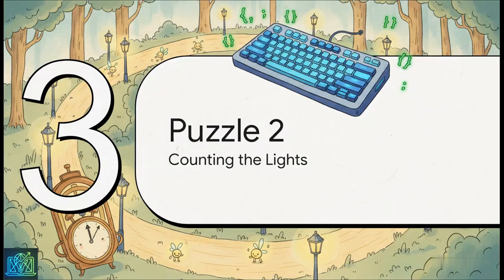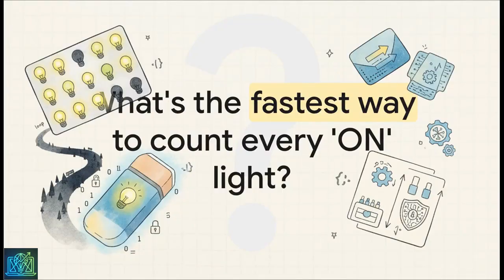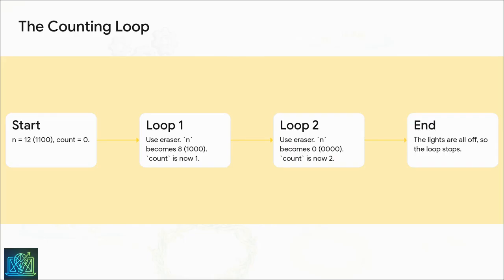But what if we want to count all the lights that are on, not just check if there's only one? So this problem is called bit counting, or sometimes population count, and it comes up all the time in things like data compression and cryptography. Now the slow way would be to check every single light bulb one by one, but we have a magic eraser, so can we do better? Of course we can. Instead of checking every single position, we can just use our magic eraser again and again.